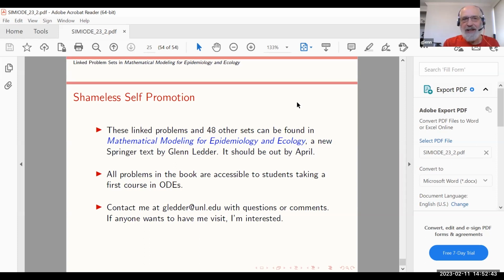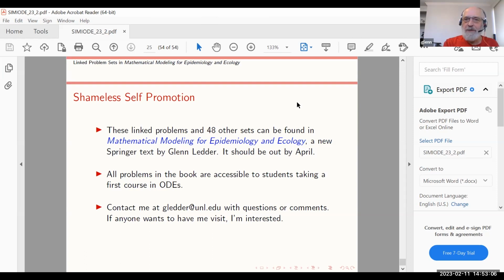That book has some linked problems in it, but nowhere near as many as this one. That book does not have case studies. Many of the sections in this book are case studies, which are like linked problem sets, except they're all put together and I did the work, except for exercises that occur in them.